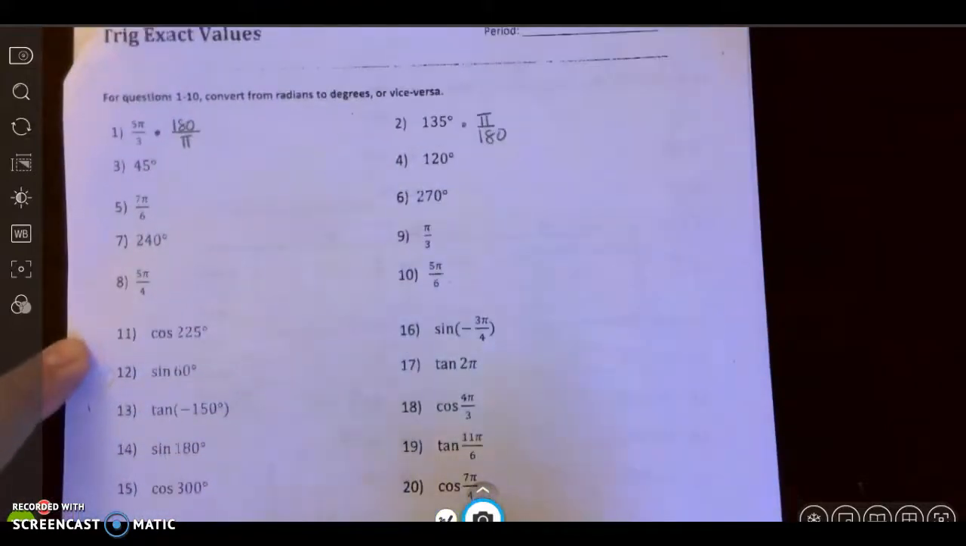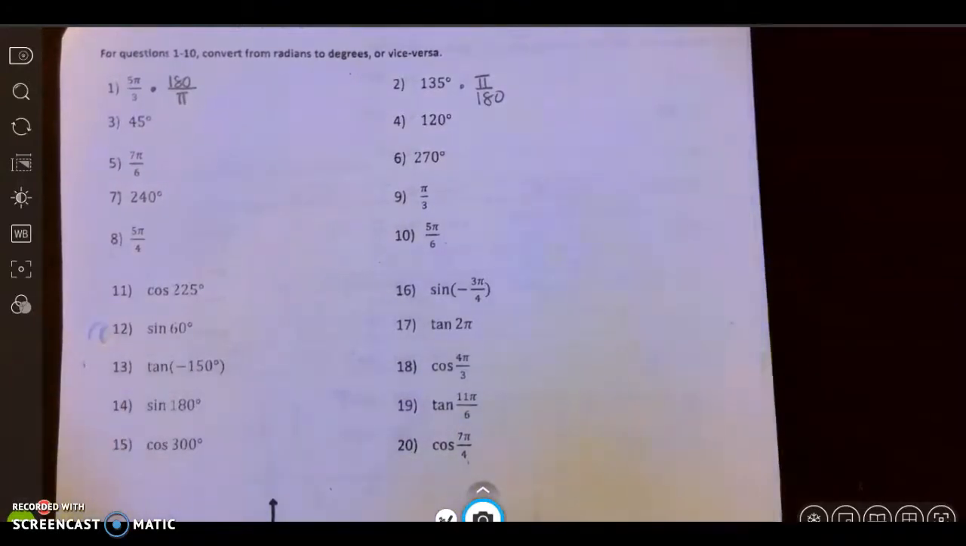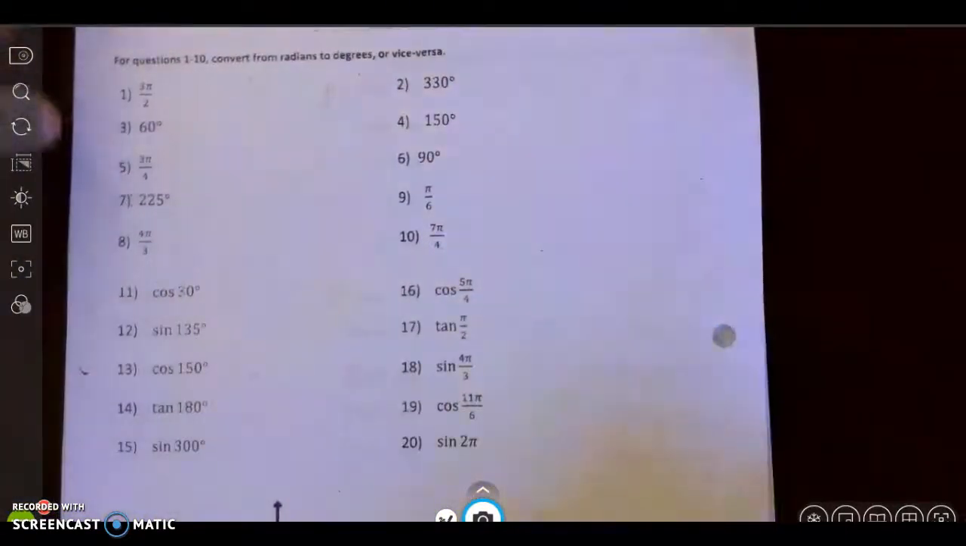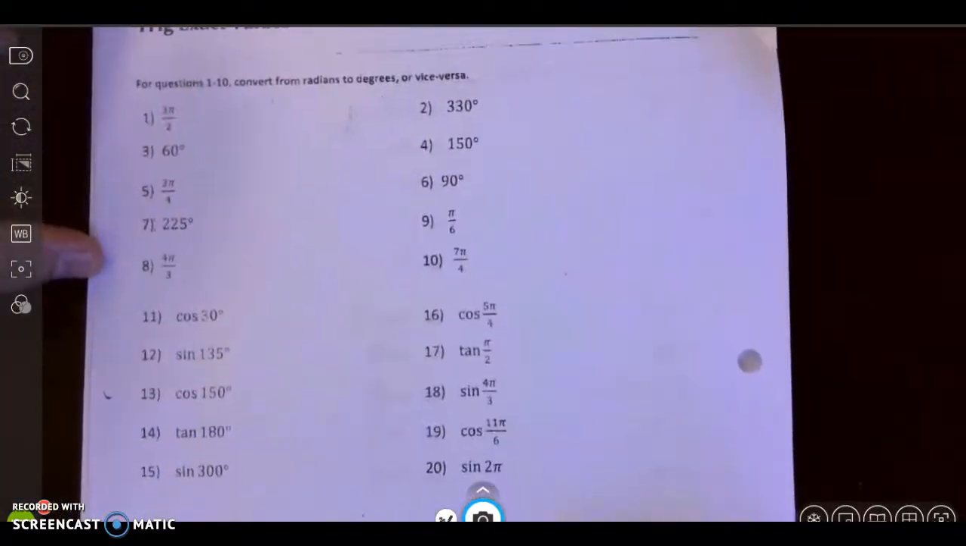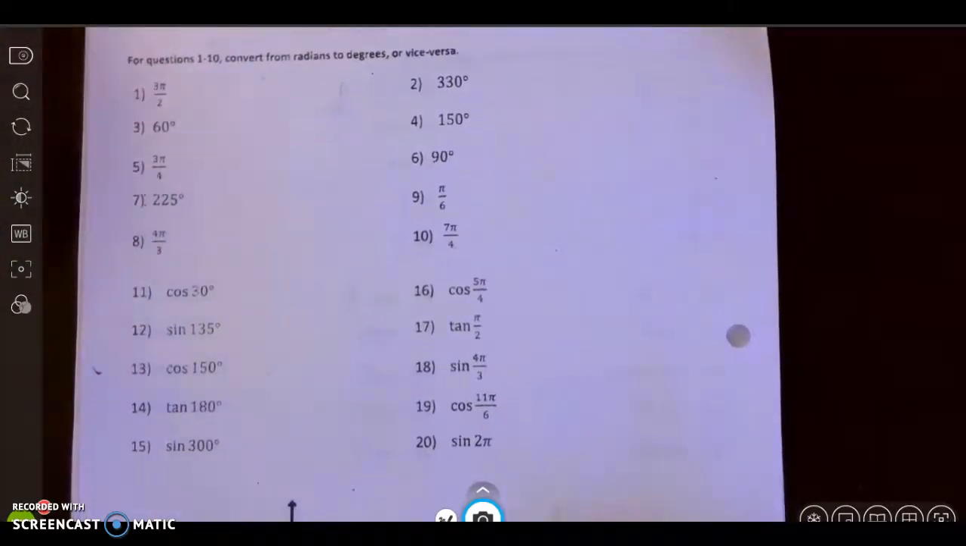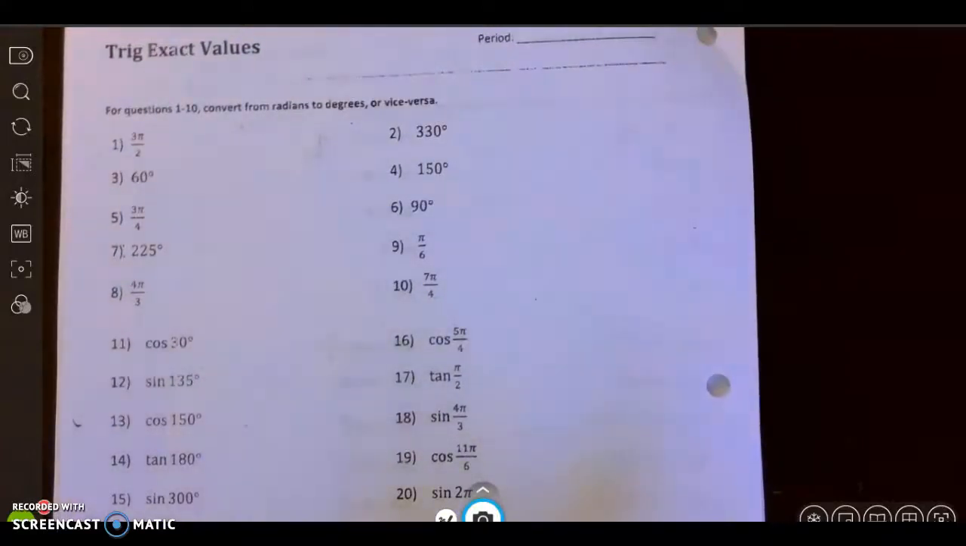And then when you get down here to 11 through 20, you're doing the same thing we did on the previous page. Okay? And then on the back of this is just another opportunity for you to practice doing the same thing. Lots and lots of practicing. Okay? And then we have the rest of our quiz review. So we have the exact values part of our quiz review, which is very long because it's really important for us to know our unit circle really well.